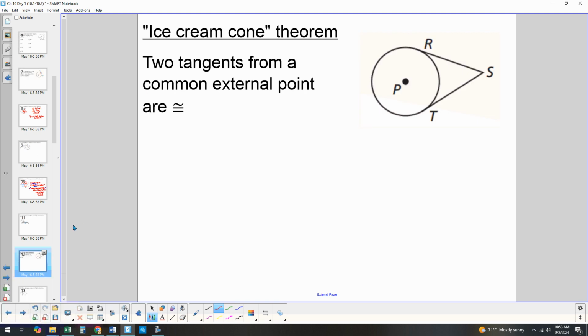Next, we have the ice cream cone theorem. Two tangents from a common external point are congruent. So if I have two different tangent lines that meet, the two segments will be the same. And I call it the ice cream cone theorem. That's not its real name, because I imagine this looks like an ice cream cone. And if you wanted to put a scoop of ice cream onto your cone, you need the two sides of your cone to be equal, or your scoop is going to fall out, right? If you tried to put your ice cream in a cone that looked like this, that ice cream's not going to stay. So we need the two sides of the cone to be the same so our scoop will stay in place.